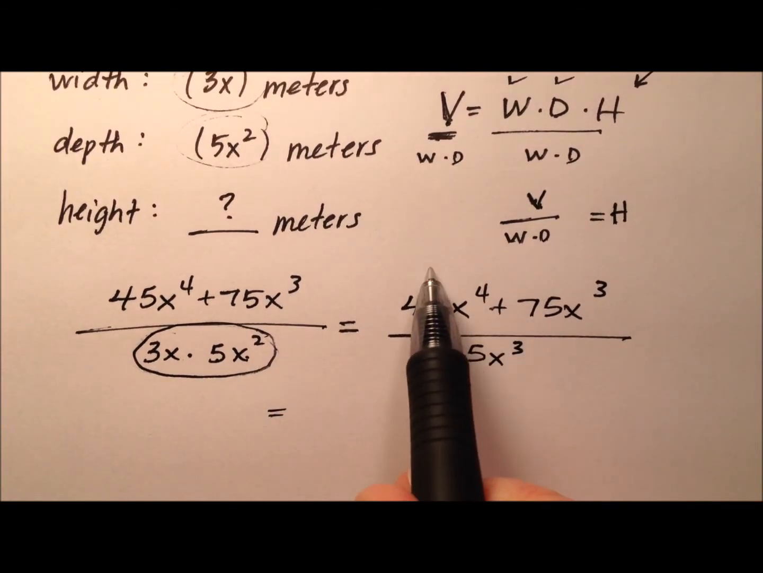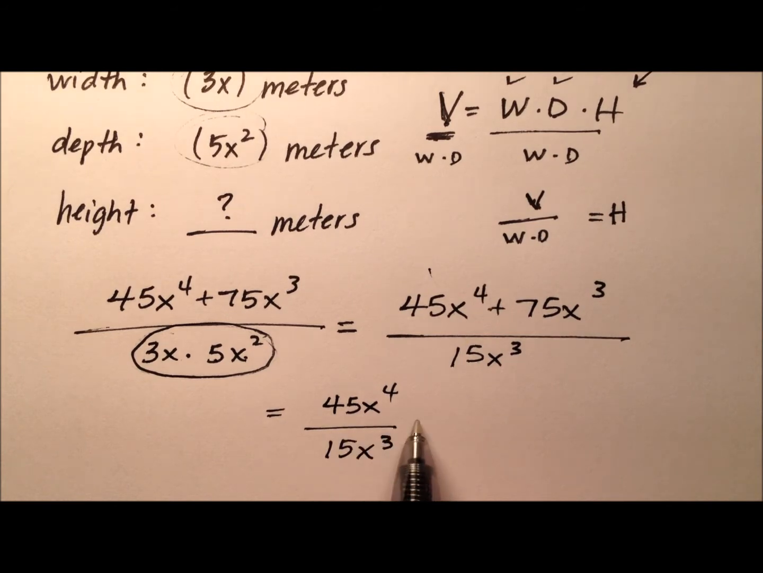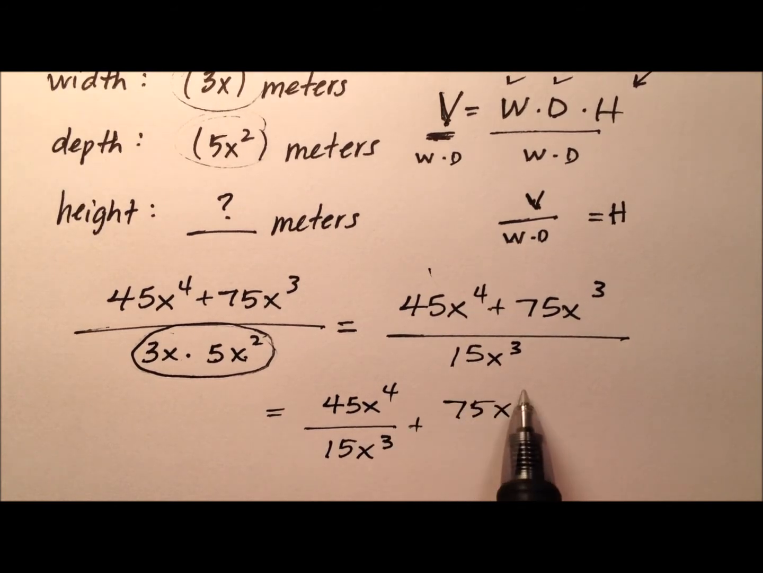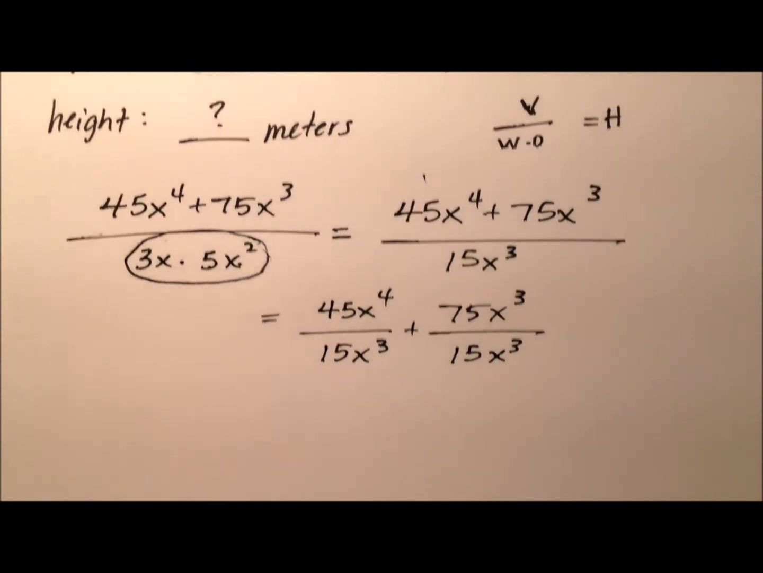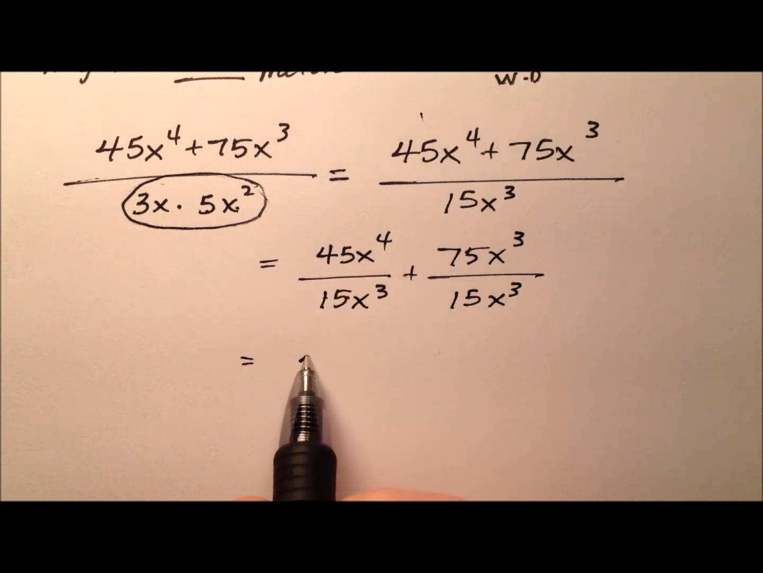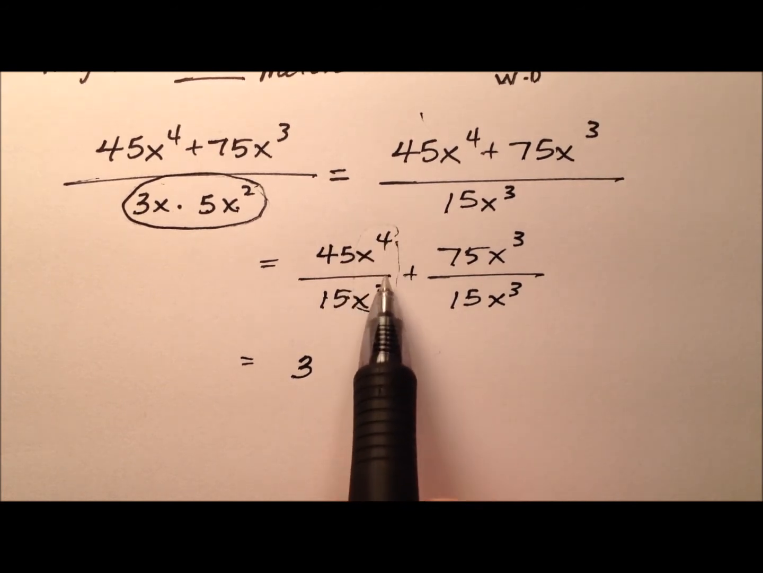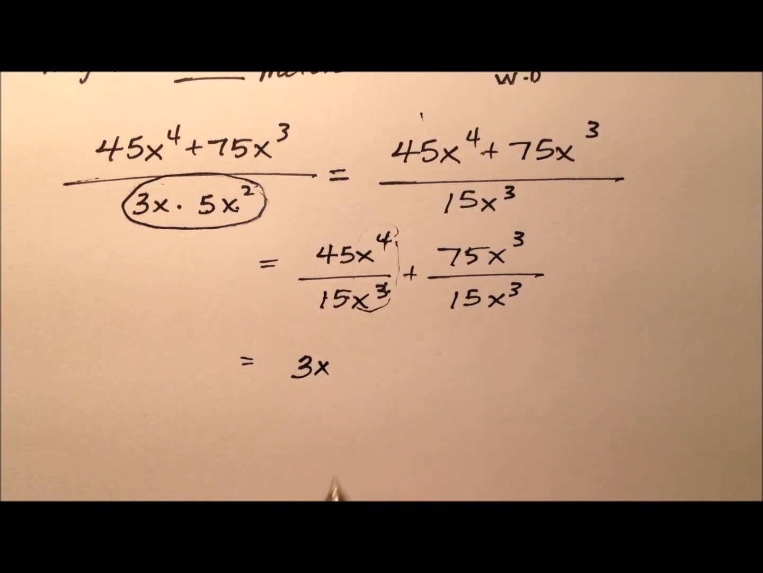So we're going to divide this fraction into two separate fractions, both of which have that common denominator of 15x cubed. We'll simplify each of those two terms independently. So the first one, 45 divided by 15 is 3, and then x to the fourth divided by x cubed. When we're dividing like bases, we subtract the exponents. So 4 minus 3 is 1, so 3x.